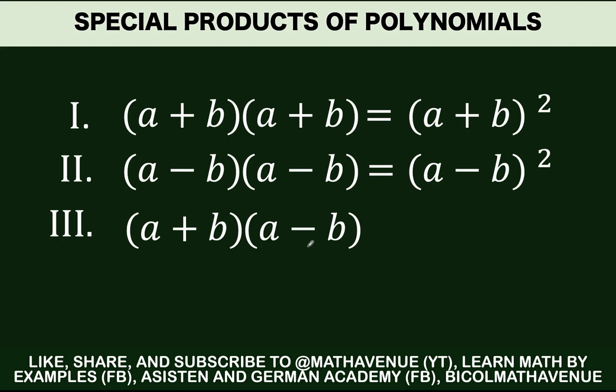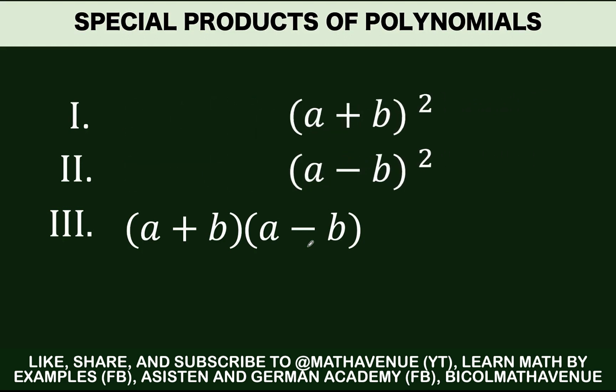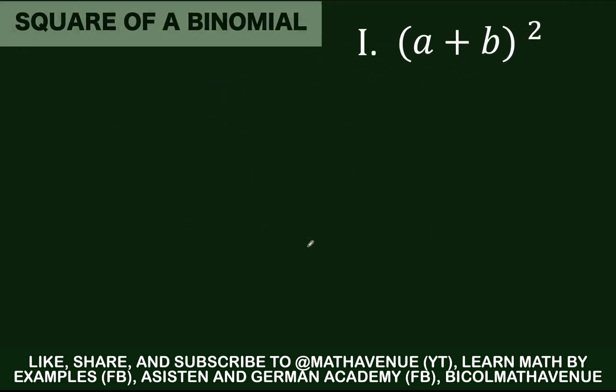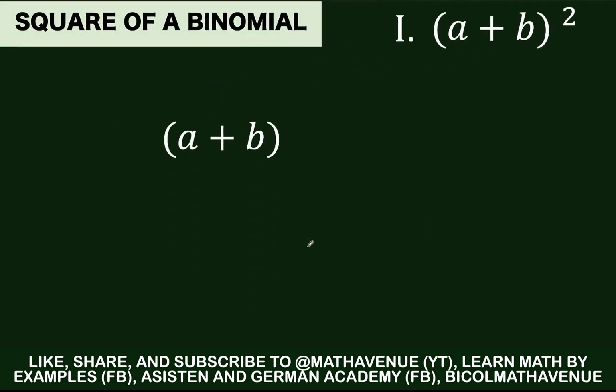So it's important that we understand this because this is a recurring lesson when you perform computations in higher mathematics. So let's visualize first the first case, the square of the binomial A plus B. So how do we visualize A plus B?